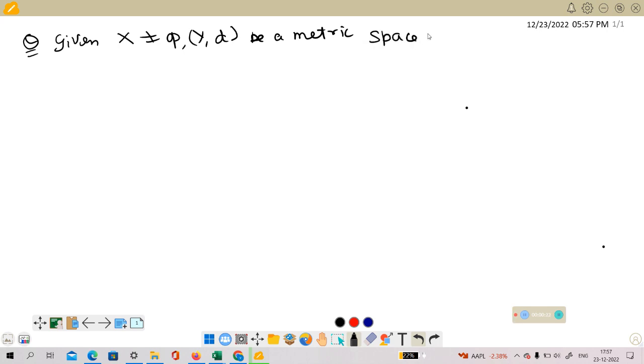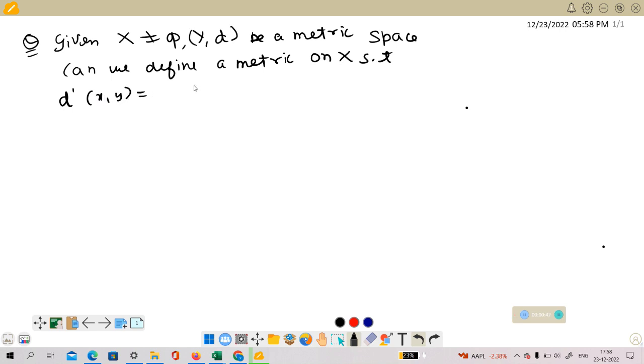Alright, so the problem is that, given X a non-empty set and (Y, d) a metric space, can we define a metric on X, inducing a metric on X from Y, such that it is defined like this: d'(x, y) = d(f(x), f(y)).